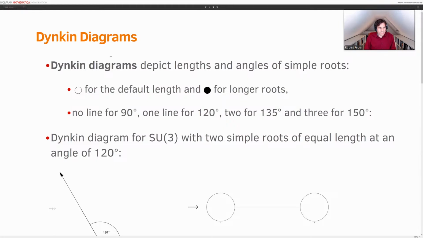Dynkin diagrams. Dynkin diagrams are very nice in depicting the length and angles of simple roots, and you can even derive the simple roots from the Dynkin diagram or the other way around. In the Dynkin diagram, you use an unfilled dot for a default length of a simple root, or a filled dot for a longer root, if longer roots appear in the simple root system. Then you use no line for connecting the dots for 90 degrees between the simple roots, one line for 120 degrees, two for 135, and three for 150 degrees.